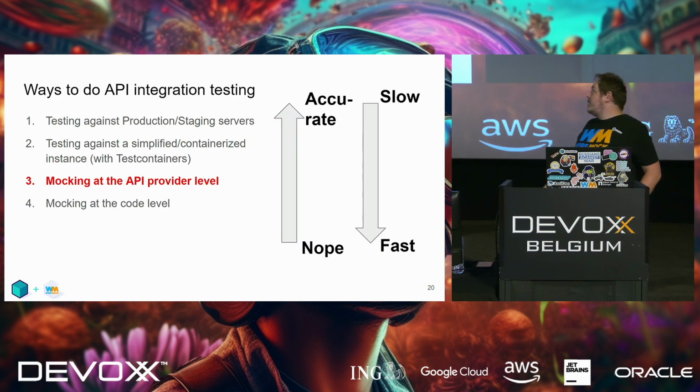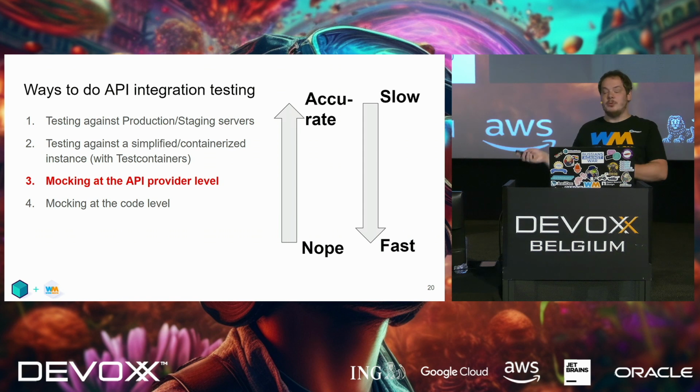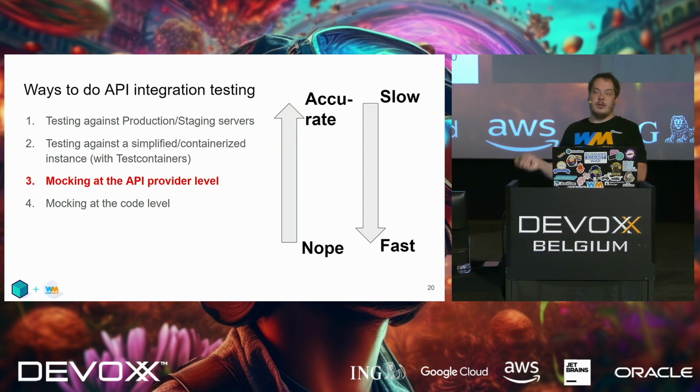Normally we define 4 levels of integration testing. So whether you test against production or staging, which we do not recommend, or whether you mock on the code level with frameworks like PowerMock or Mockito, we also do not recommend it because it modifies the code and it may lead to various issues and doesn't verify client libraries, of course. So there are 2 ways in the middle. One was presented by Oleg about using Testcontainers, basically putting a simplified instance or a model in a container and connecting to it, reproducing all you need with a real system just in a container.